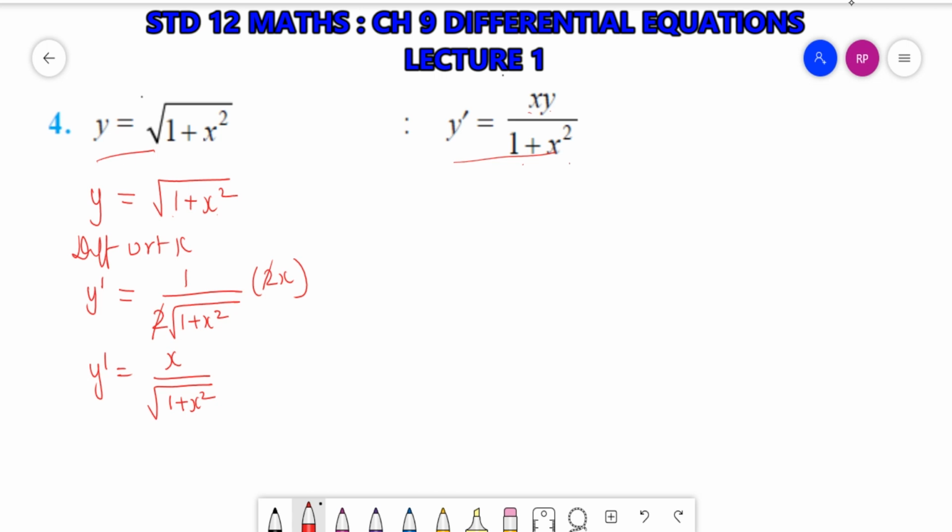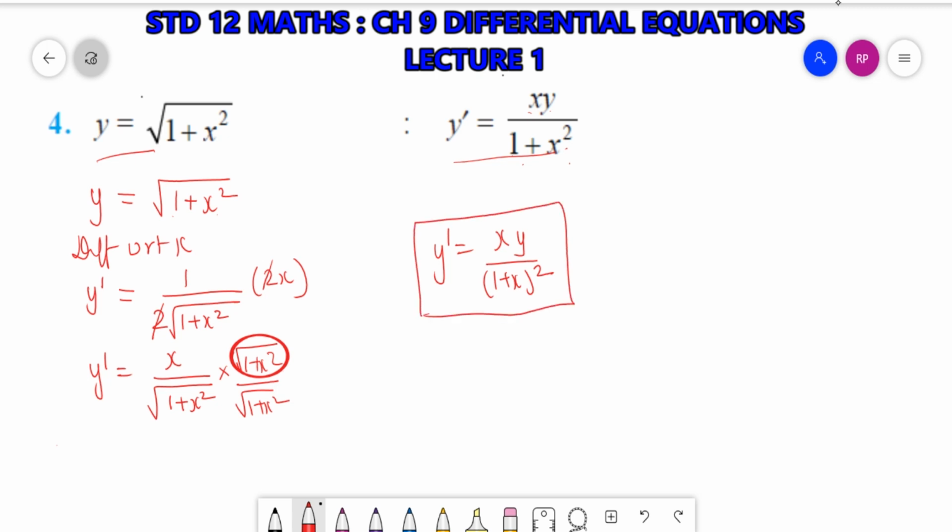In the denominator I want 1 plus x square, so I will multiply and divide by square root of 1 plus x square. Clear? So we get x times square root of 1 plus x square, that is y, and the square root into square root will get cancelled. So y dash will be equal to xy upon 1 plus x square. Hence we have proved.